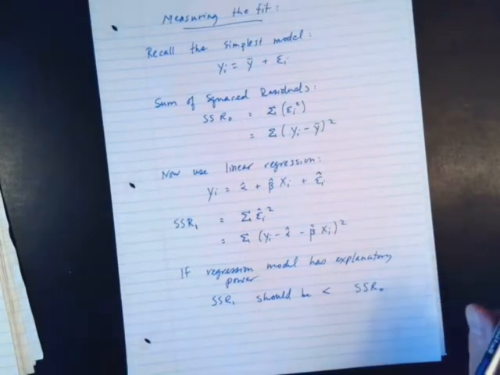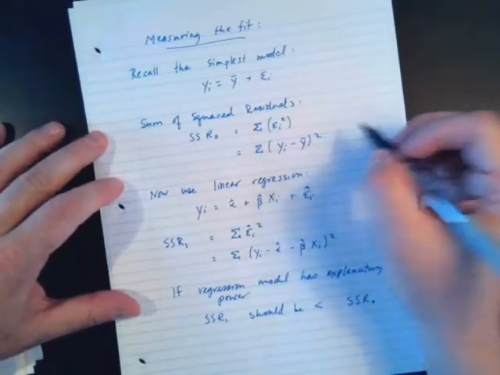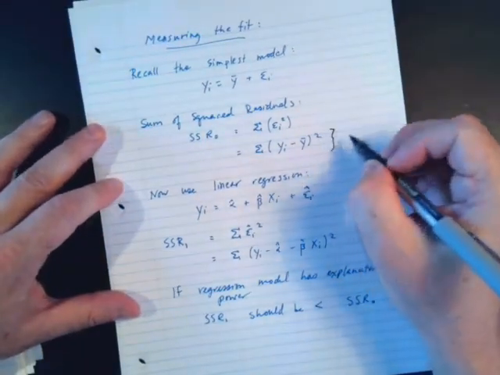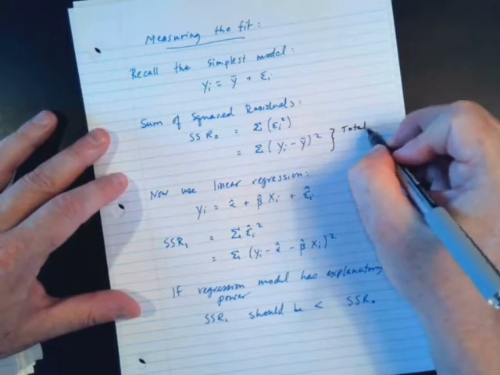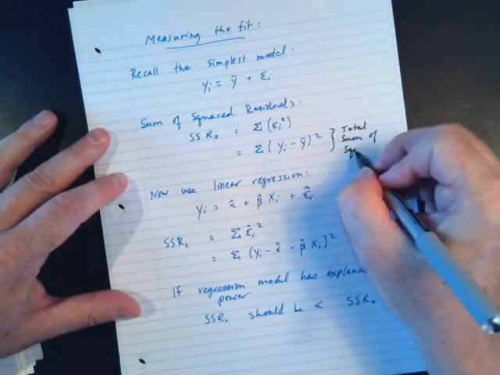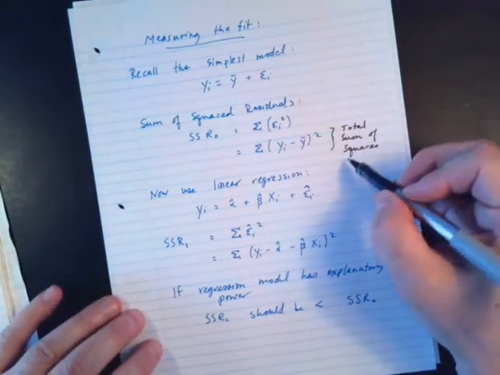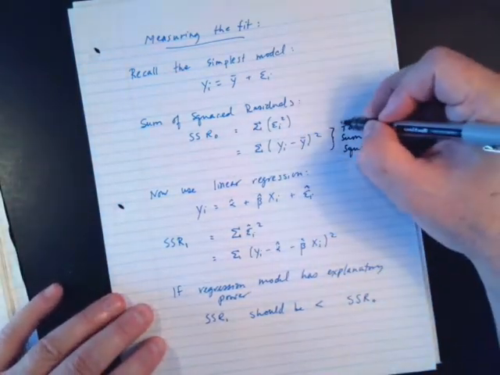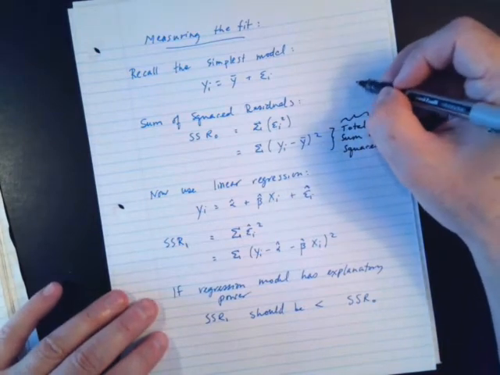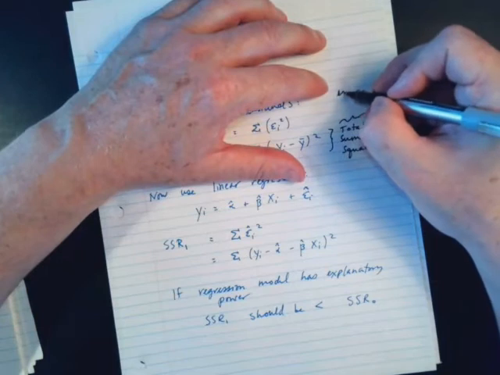So in order to make use of this concept, I'm going to relabel this one here the total sum of squares. Total in the sense of this is everything that we are trying to explain.